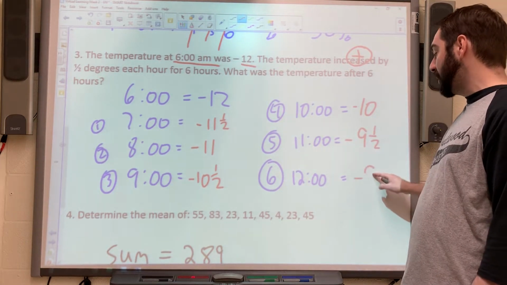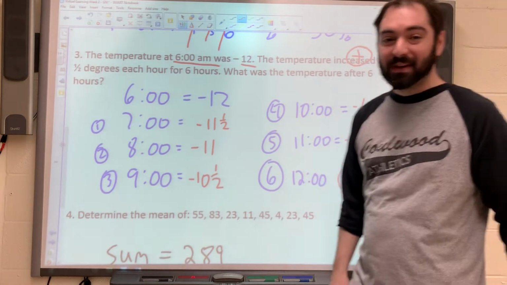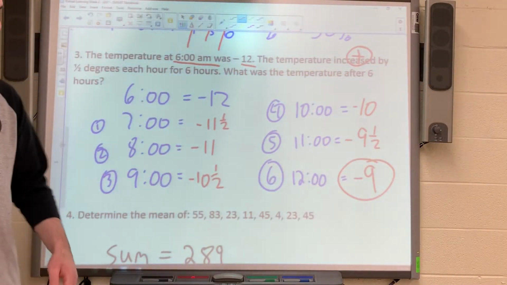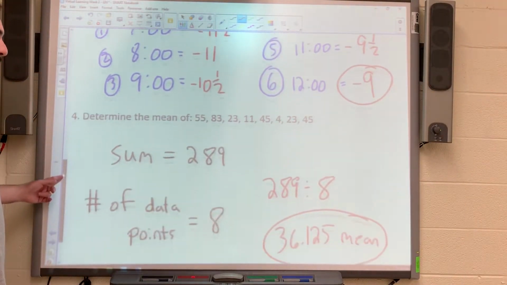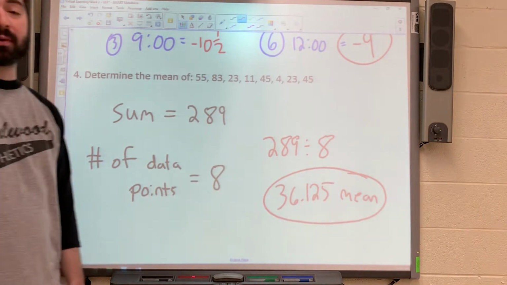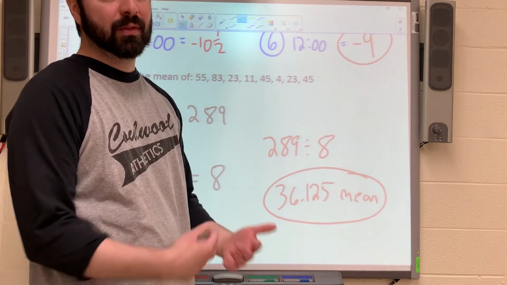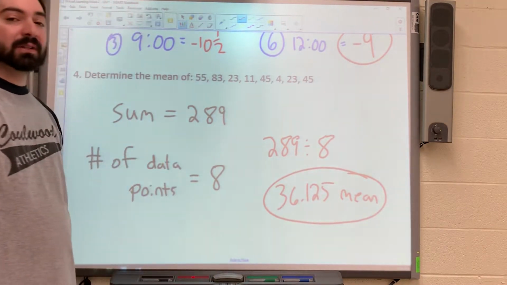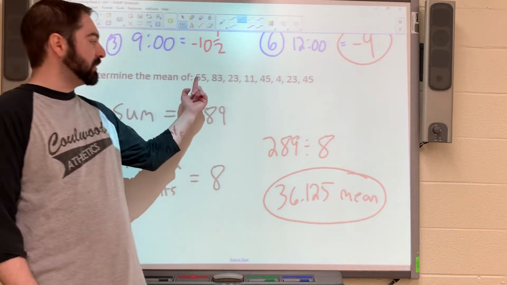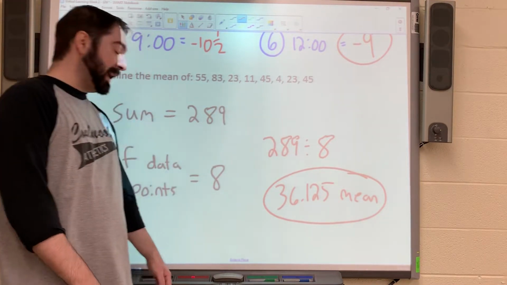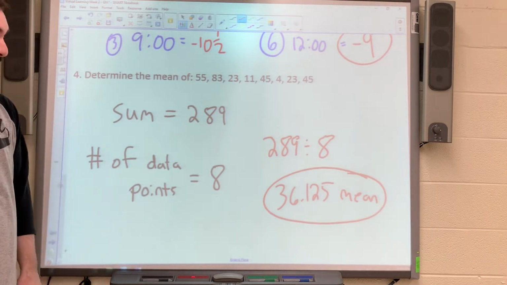And when we got to 12 o'clock, it would be negative 9 degrees total. Number 4, again, without having a calculator that would be able to make a list and run through the statistic program like that, you're going to have to add up all the numbers. So I added up these 8 numbers. I got a sum of 289.